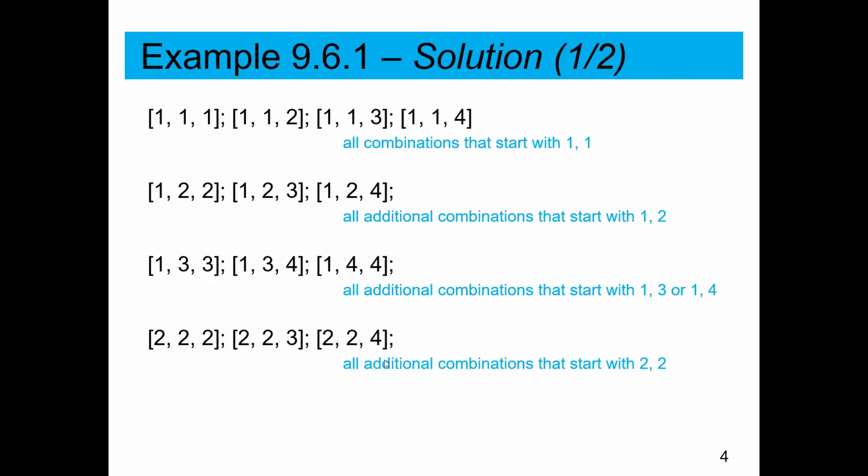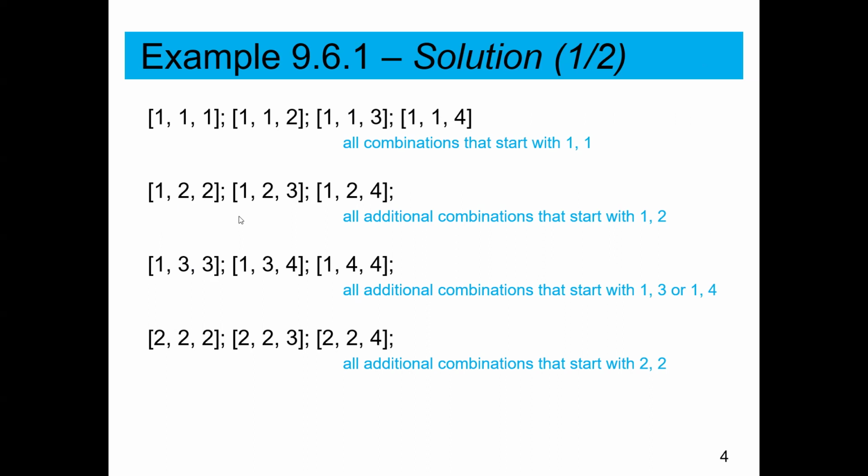With that in mind, we have 111, 112, 113, 114. These are all the combinations that have at least two ones. Then let's go with 1, 1 and a 2. I have 1, 2, 1, 1, 2, 2, 1, 2, 3, 1, 2, 4. Those are all the possible combinations. And if I have 1, 3 guaranteed, notice I can't do 1, 3, 2, because that's the same thing as 1, 2, 3, because order does not matter.